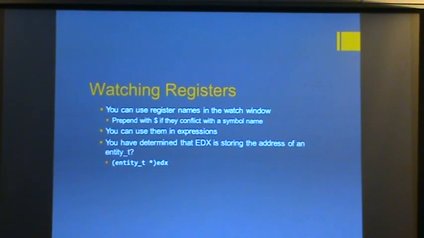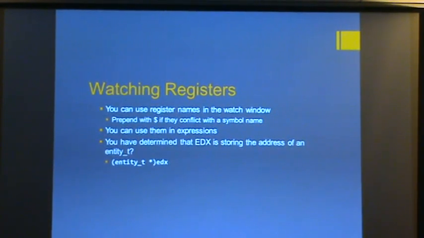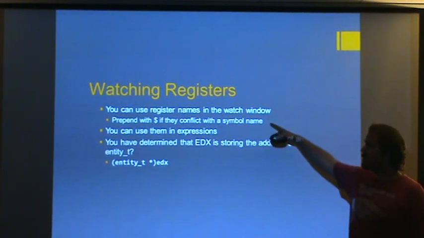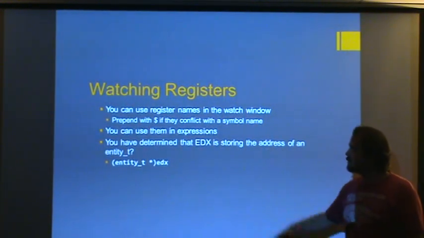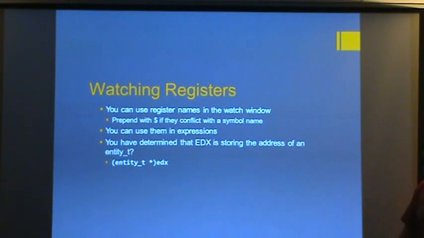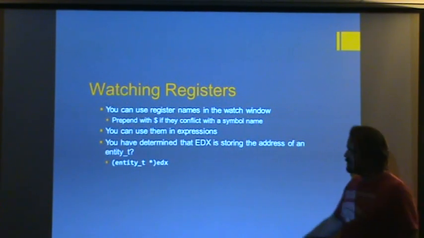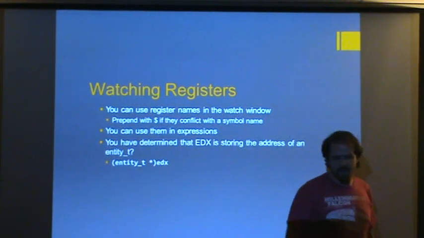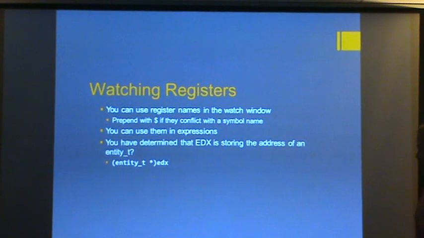You can just put the name in, ECX or RCX, whatever, and it'll show you what that value is. If you happen to have a symbol called ECX, you can prepend it with the $ sign. You can use them in expressions, and if you have determined that EDX stores a pointer to an entity, you can type in an expression like this in the watch window, and it will happily display whatever it thinks EDX is pointing to.